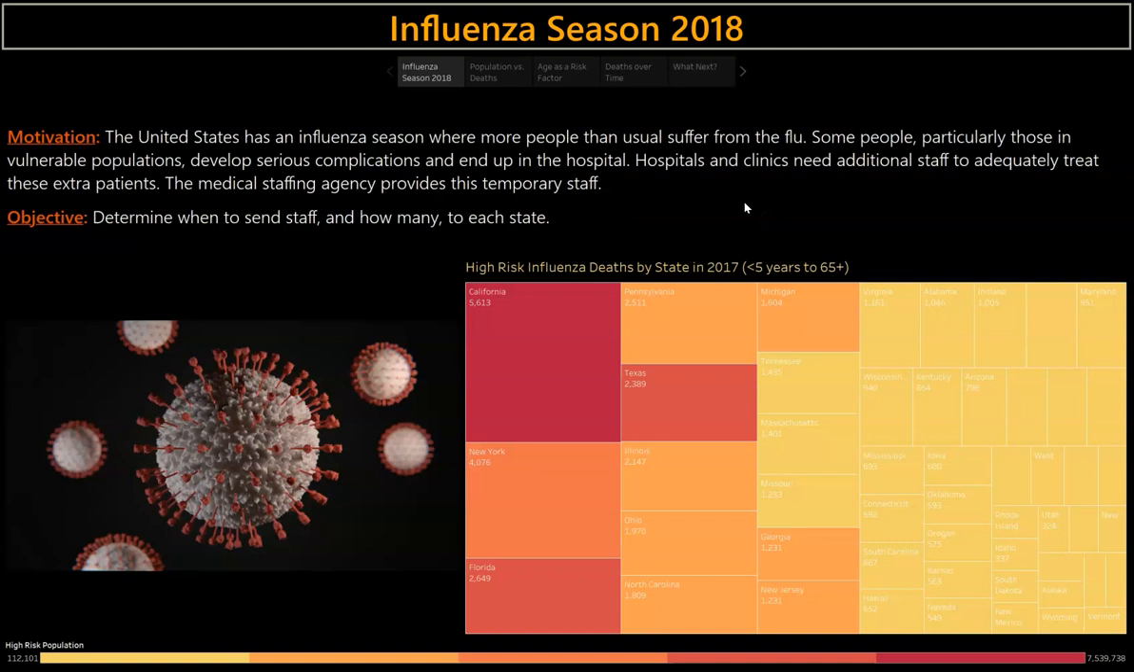Throughout the analysis, when I refer to high risk, I am talking about people under the age of 5 and over the age of 65, because that is what the CDC has determined to be a high-risk age group.